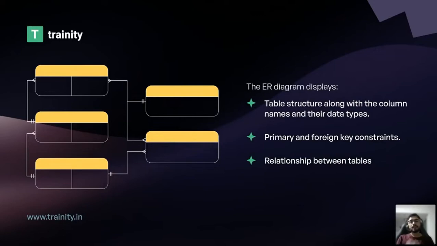In that table, you will get information about the table name. You will get information about the columns in that table. You will get information about what constraints are there on those columns, and what types of values are getting stored in those columns. Plus, you will also get to know how these tables are connected with other tables in a database.